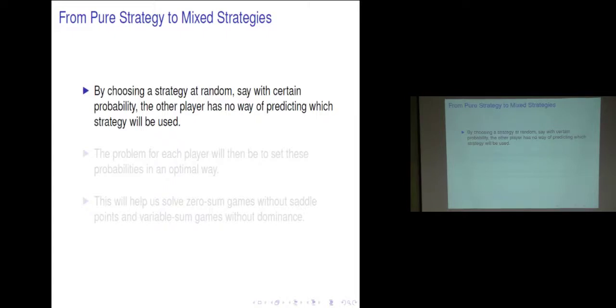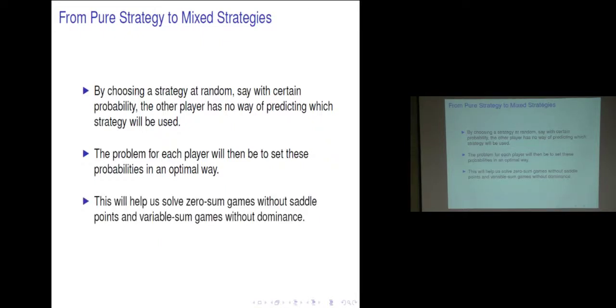By choosing a strategy at random, say we choose a strategy with a certain probability, the other player cannot guess what we are doing, right? So the game is different. Now the problem for each player will change to this problem. We have to set the probability so that we get optimal results. So the problem changes into some calculation of probability.